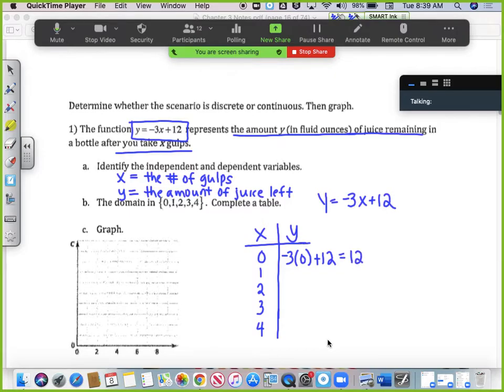So the first one is 12, which makes sense. If you take 0 gulps of juice, then you should have the entire amount of juice left. So this bottle must start with 12 ounces. Then the next one, we would do negative 3 times 1 plus 12. And that's going to be how much juice is left after 1 gulp. Well, negative 3 times 1 is negative 3, and negative 3 plus 12 is 9. So there's going to be 9 fluid ounces left. Take a minute and try the next 3. Do 2, 3, and 4.